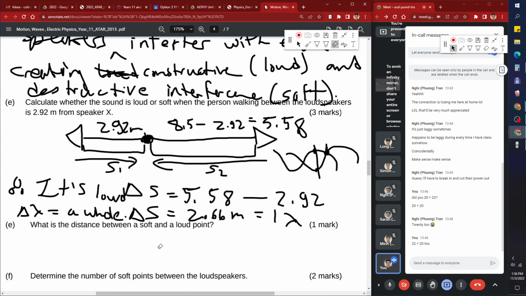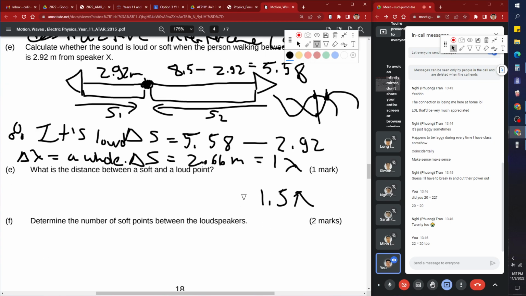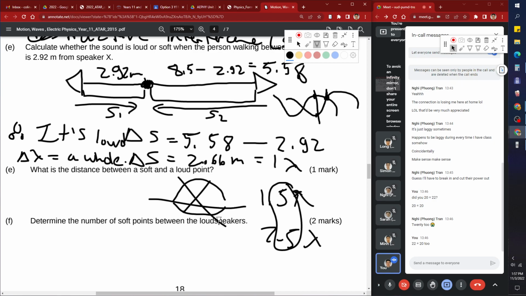Again, it depends on how far you are from each sound source, and when the waves meet you, are they meeting over each other where the difference between their distances is equal to a whole wavelength, or is it equal to half wavelengths? So it could be 1.5, it could be 2.5 wavelengths difference. And what happens is that the half tells you that a crest and a trough are meeting, and so that would be destructive interference, and you would hear a soft sound. So what is the difference between a soft and a loud point?